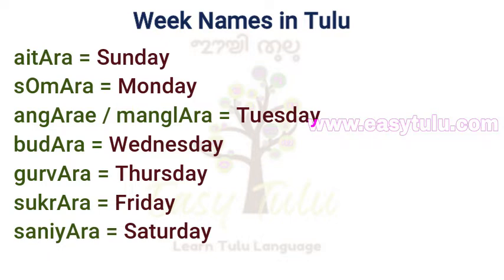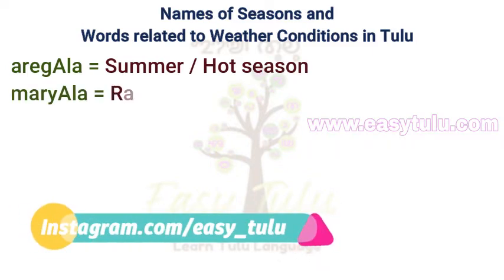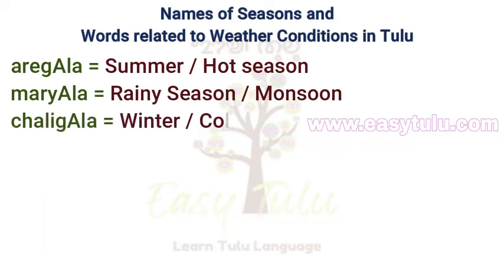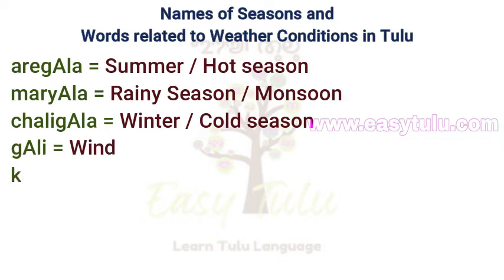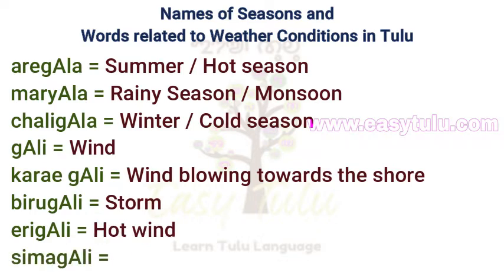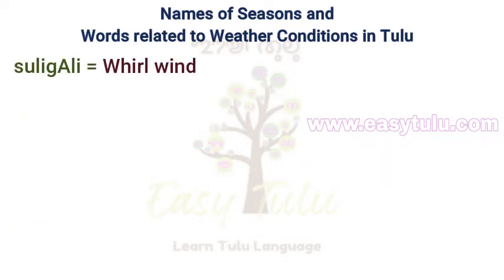Okay, now let us learn names of seasons and words related to weather conditions in Tulu. Aregala, summer or hot season. Mariala, rainy season or monsoon. Chaligala, winter or cold season. Gali, wind. Karagali, wind blowing towards the shore. Birugali, storm. Erigali, hot wind. Simagali, cool breeze. Suligali, whirlwind.